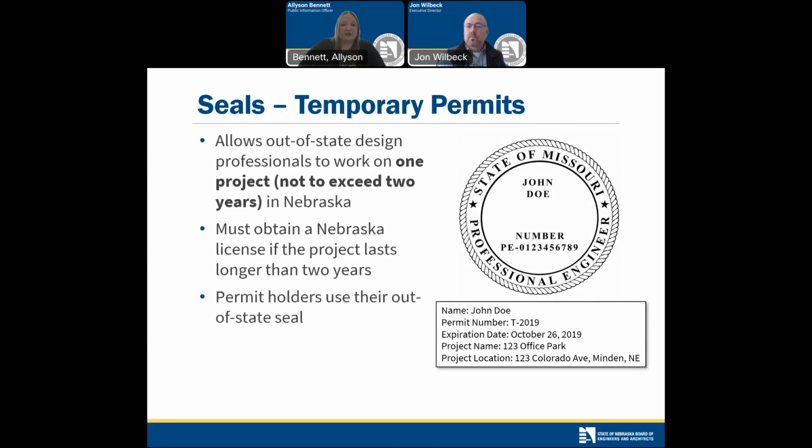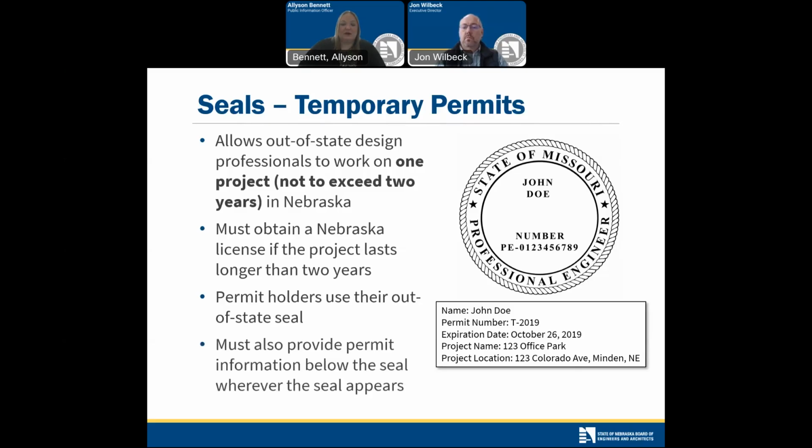So when sealing documents, the permit holder will need to use their out-of-state seal. So for example, John Doe's from Missouri. He's going to need to use his Missouri seal that was issued. And they must provide the permit information below the seal wherever the seal is going to appear on a document. So you're going to have your name, permit number, when that permit expires, and the project name and location. And all that information will be included on your permit information that you've provided to us.